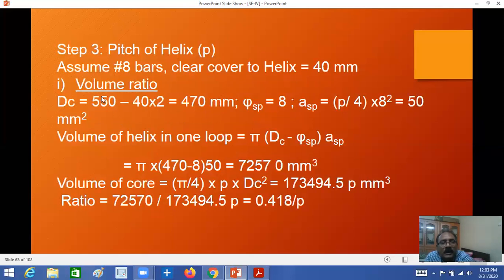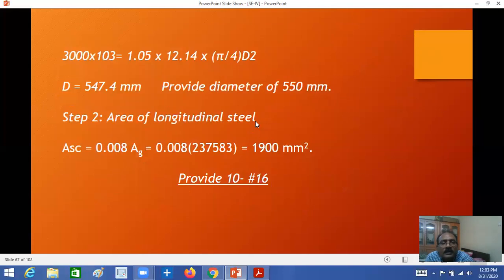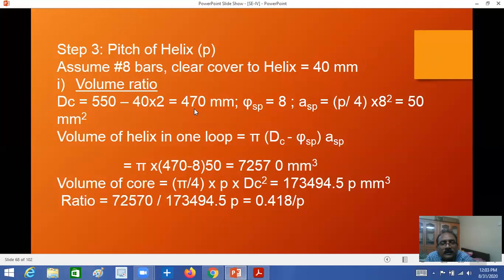Now what is the pitch? Assume 8 mm bars, clear cover 40 mm. So the core diameter Dc equals 550 minus 40 into 2, that is 550 minus 80, which is 470 mm. And the diameter of the spiral is 8 mm, and the area of that bar is pi by 4 into 8 squared, that is 50 mm square.